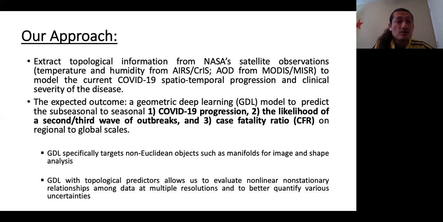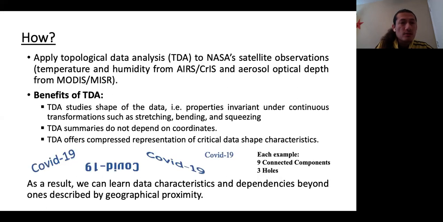It's a hot research area, so there is plenty of good opportunity here. So how does that work? Applying TDA in satellite observations actually brings us key benefits. Let me just mention three of them. TDA provides properties invariant under continuous transformations, such as stretching, bending, and squeezing. Also, the TDA summaries do not depend on coordinates, which is very good. We get a compressed representation of shape characteristics.